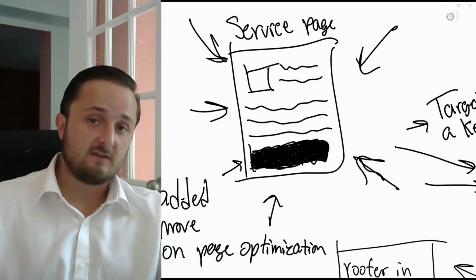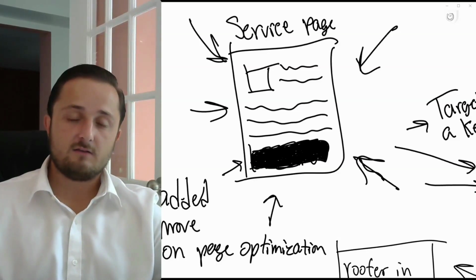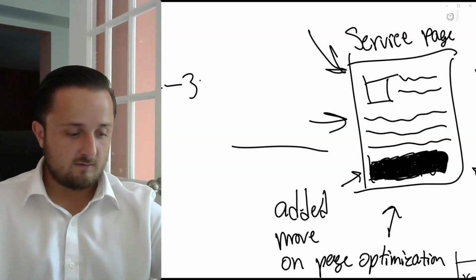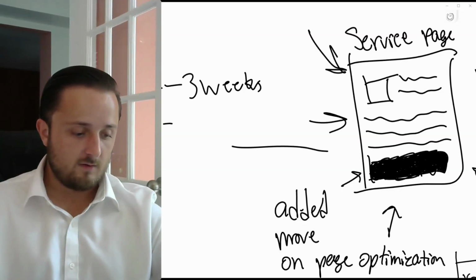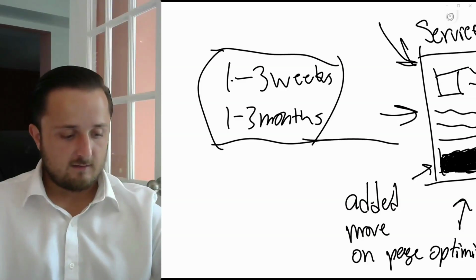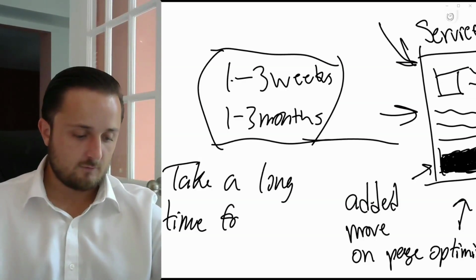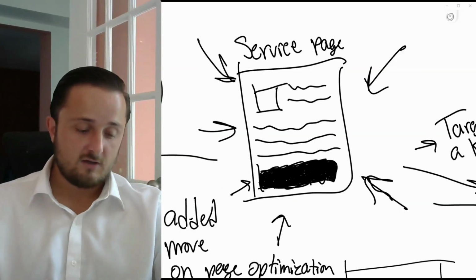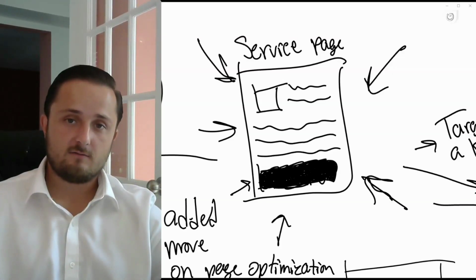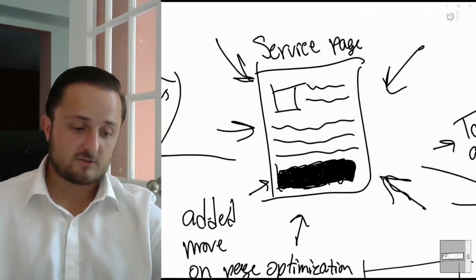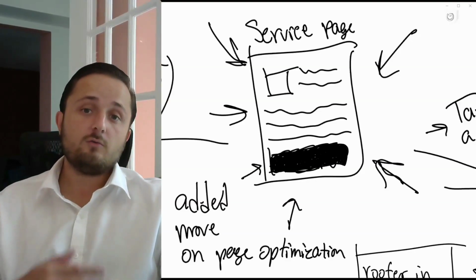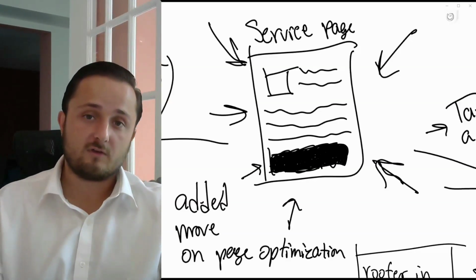Google will never see that new on-page optimization we added, or it's going to take 1 to 3 weeks, or even maybe 1 to 3 months. The point of this is that it can take a long time for Google to see this instance in which you added a whole bunch of on-page optimization, but Google never found out about it because you didn't link to it enough to show Google that it was important, or you didn't link to it at all. You know the page exists, but Google doesn't.